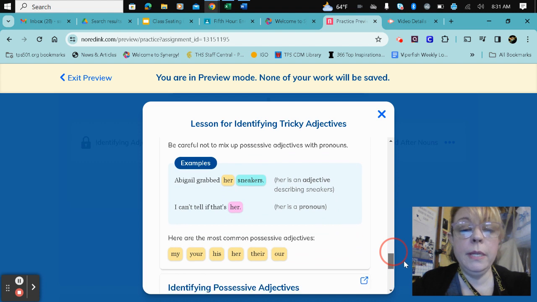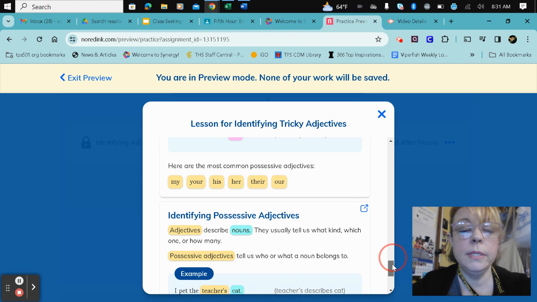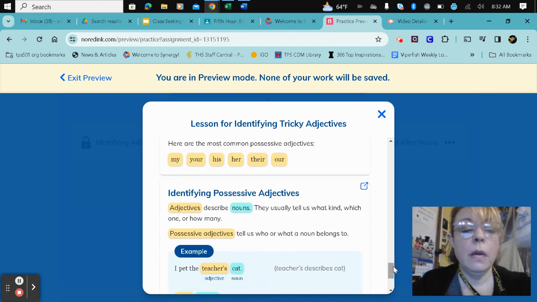Be careful not to mix possessive adjectives with pronouns, though. Abigail grabbed her sneakers. Her is the adjective describing sneakers. But we also have this sentence: I can't tell if that's her. Her is just a pronoun. It's not describing anything. It's not used as an adjective in that sentence. Here are your most common possessive adjectives: my, your, his, her, their, and our.